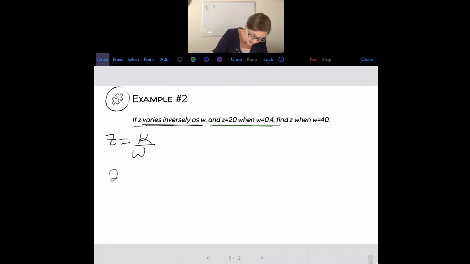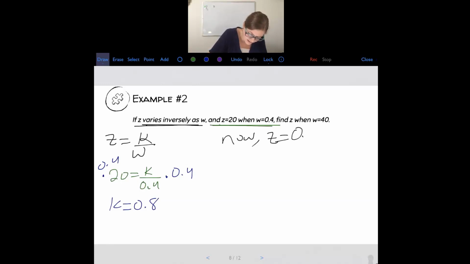So we have 20 is equal to k over 0.4. To solve for k, I can multiply both sides by 0.4. And here I would get that k is equal to 0.8. Okay, so now we have z is equal to 0.8 over w squared. So our problem is asking us to find z when w equals 40. So you can plug in w equals 40 and find z.